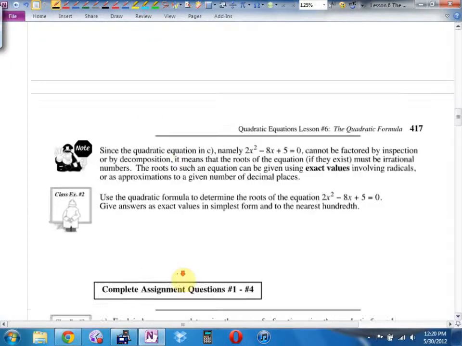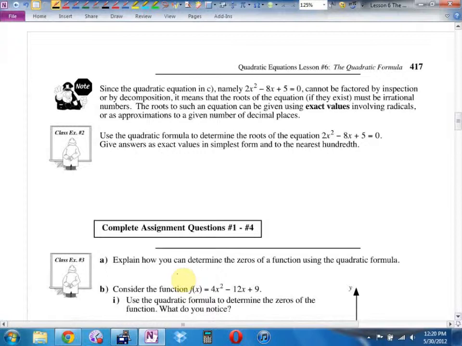Let's try it here. Use the quadratic formula to determine the roots of this. Page 417. Okay. Kayla, this is not the place to take shortcuts. Far too easy to make a mistake.